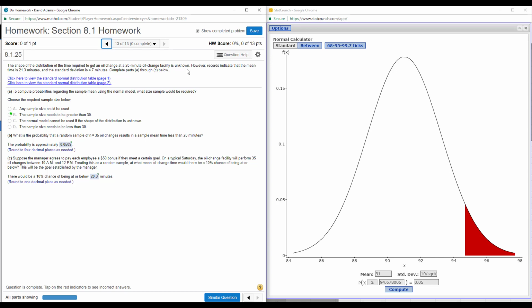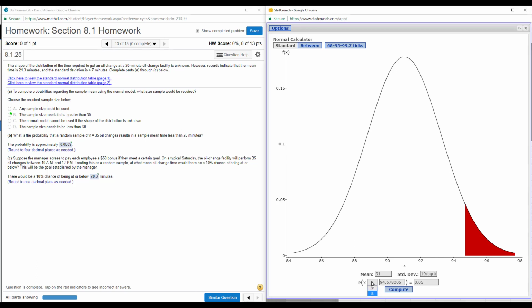All right. So part A, it's just talking about sample size. Notice because the original parent population's distribution is unknown, we need our sample size to be greater or equal to 30 in order for the distribution of the x bars to be normal. Then down in part B, what's the probability the random sample of 35 oil changes results in a sample mean x bar less than 20?